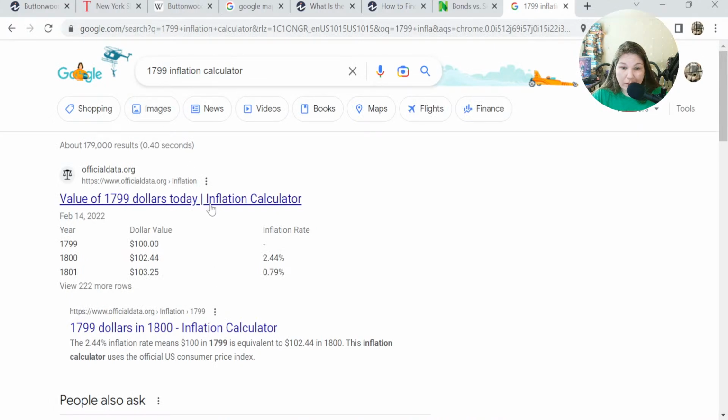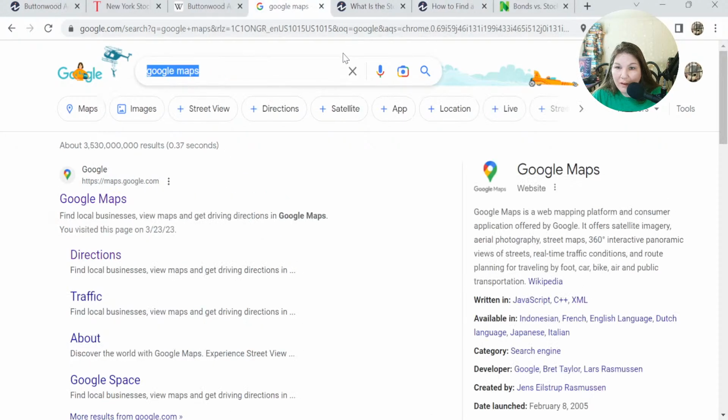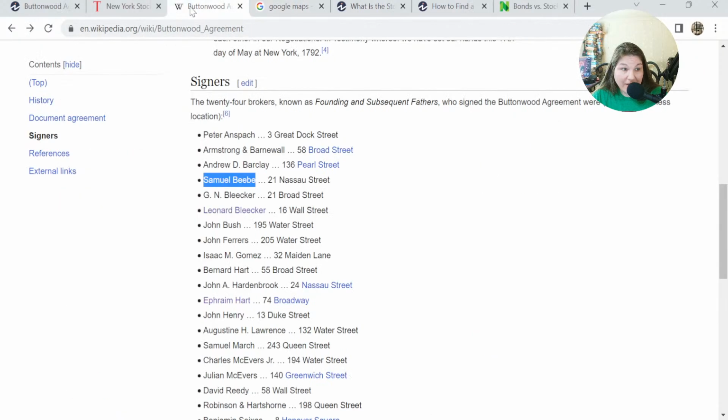Huh? Oh, wow. He was way ahead of me. He says that 2K is 63 bands in today's money. So they had $63,000 worth of property in 1799.